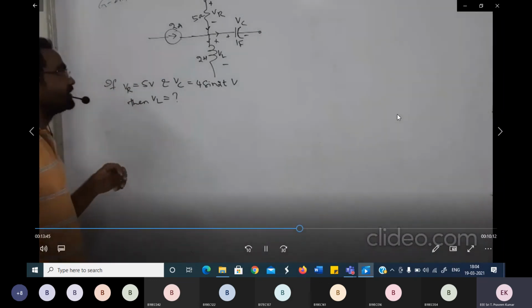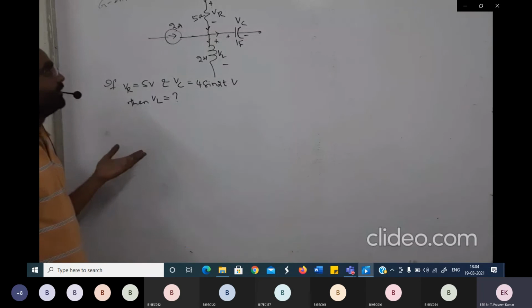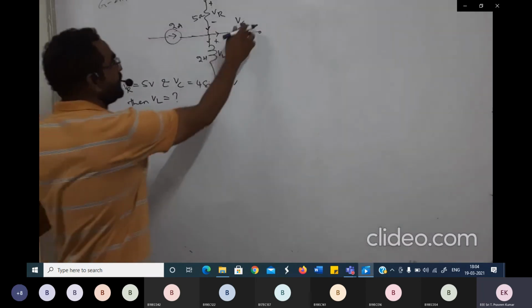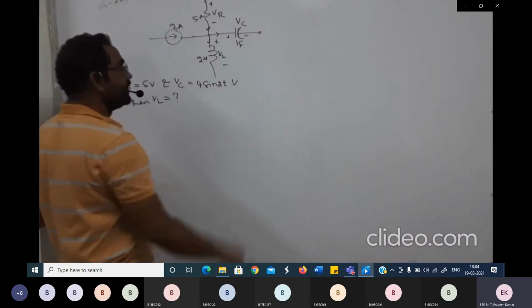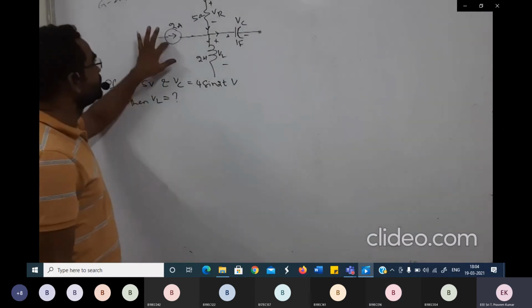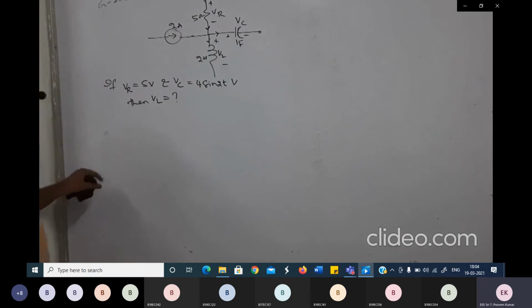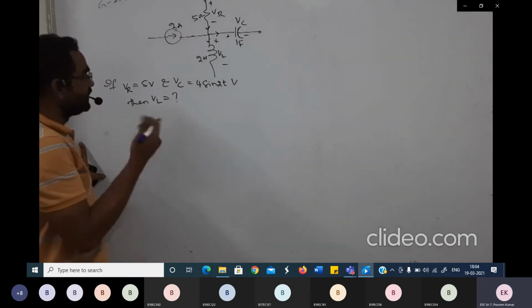I told you in the beginning classes that KVL is applied to any sort of element or any type of element. Now if you can see, the voltage across the capacitor is given as 4 sin 2t, nothing but a time varying source. Okay, now this is 2 ampere, this is 5 ohm, this is 2 Henry. The question asked is, what is the voltage across the inductor?